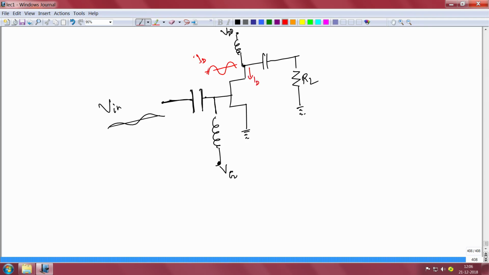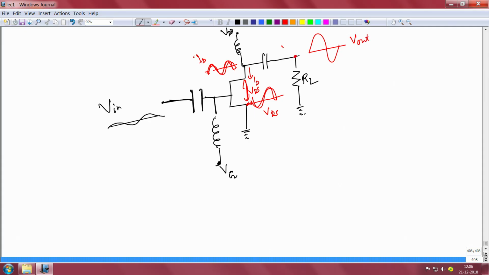You will get a large swing in the drain current here, and that large swing in the drain current will lead to a large swing in the drain voltage, VDS. This is the drain, this is the source of course, but I am just talking about the VDS. There will be a large swing in the drain voltage here, and if there is a large swing in the drain voltage, then there might be a large swing in the output voltage.